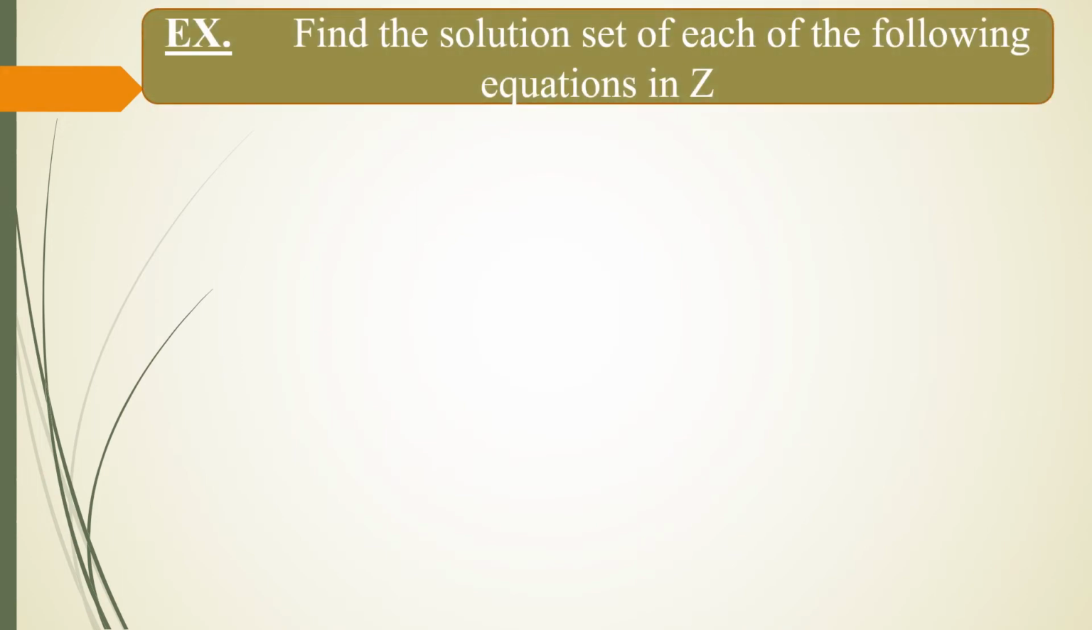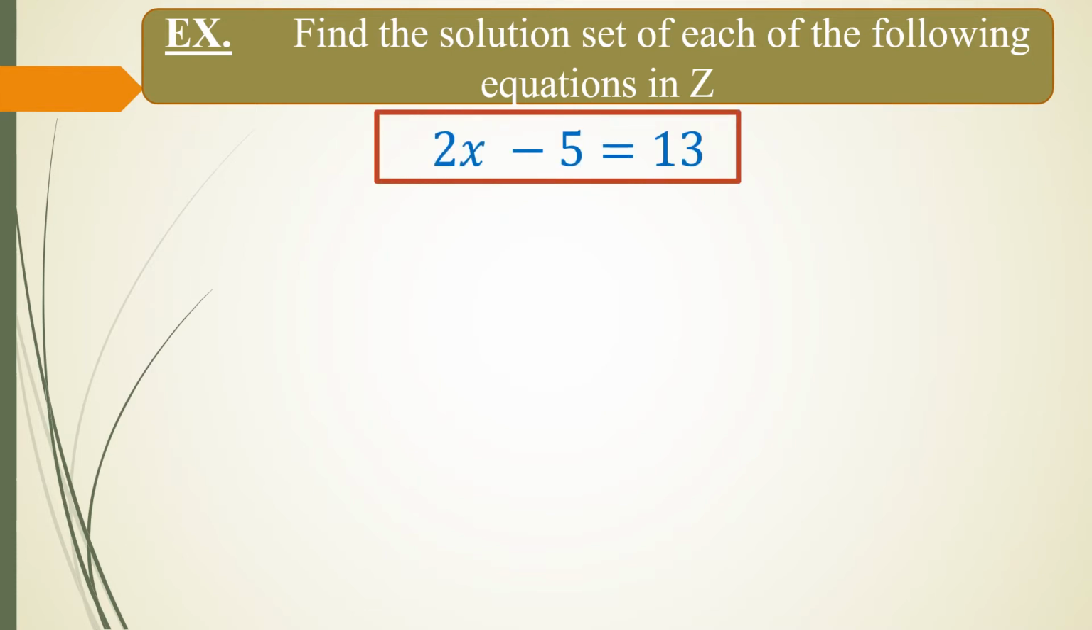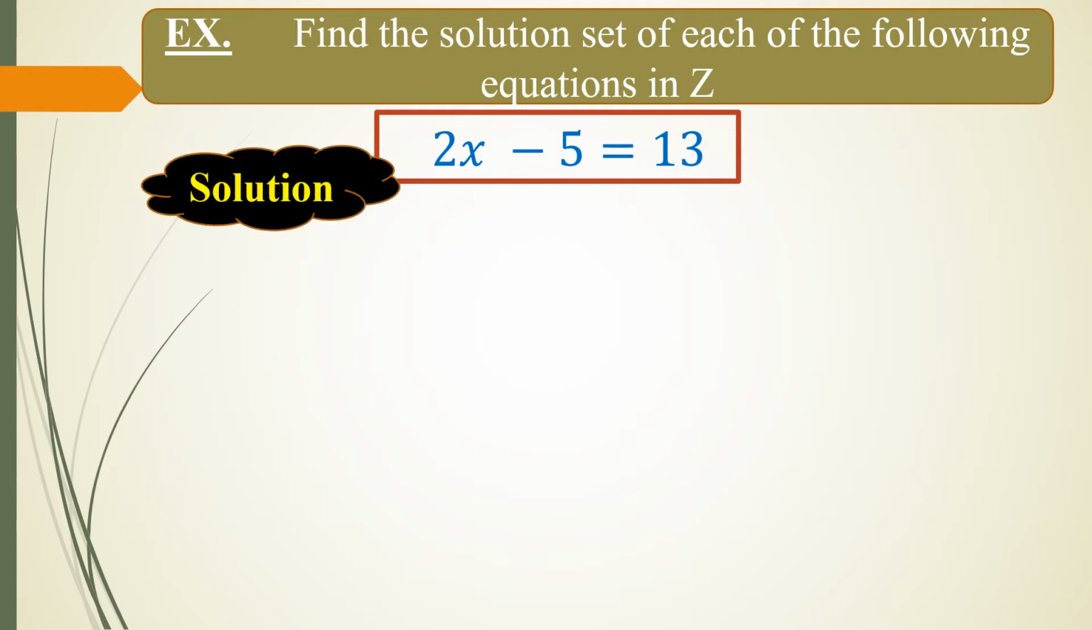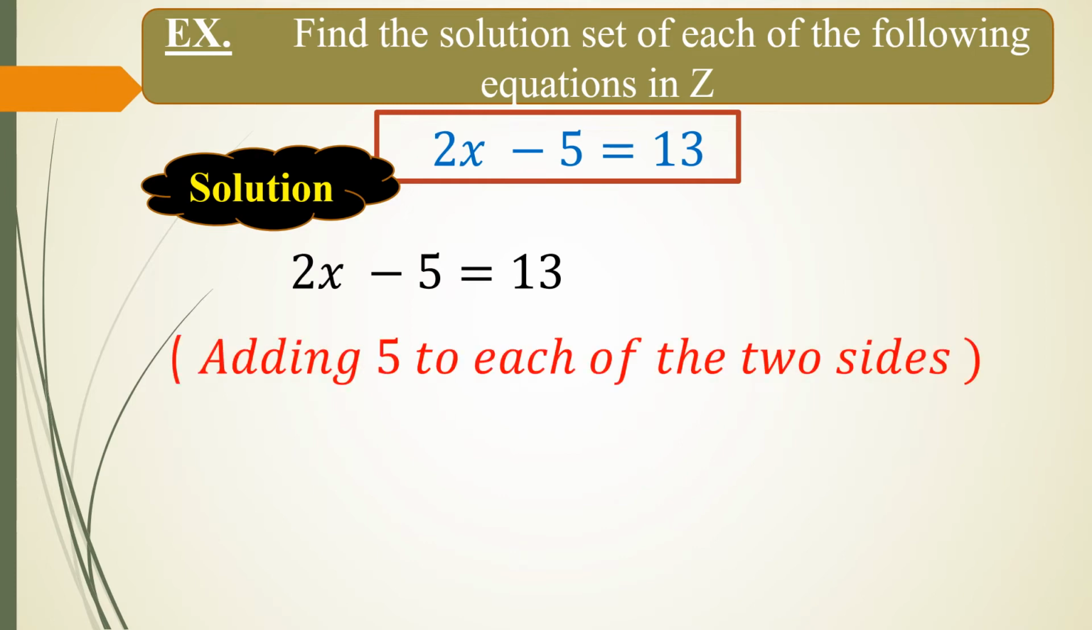Exercise: find the solution set of each of the following equations in Z. 2x minus 5 equals 13. Solution. Here, how to find the solution set of this equation? 2x minus 5 equals 13. At first, we will get rid of the positive or negative side. I have minus 5, so I will add 5 to both sides. What is the inverse of negative 5? It is plus 5. So I add 5 to both sides.